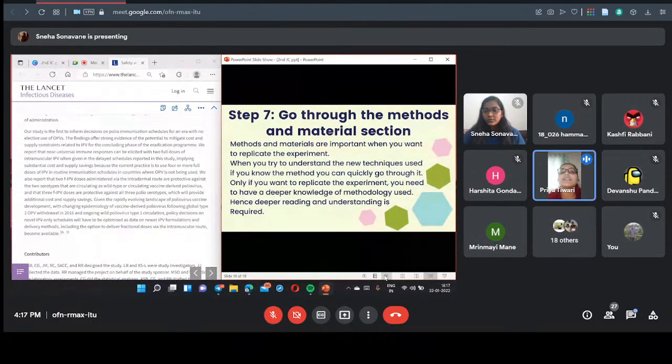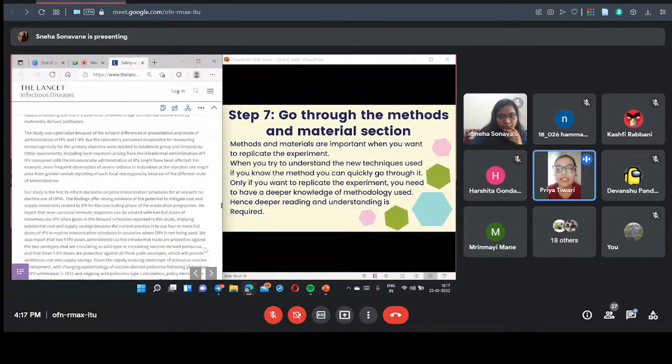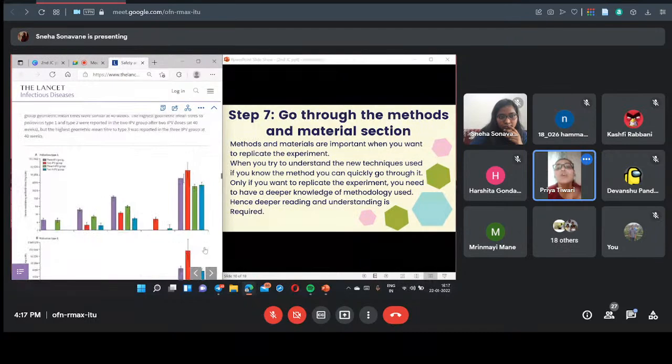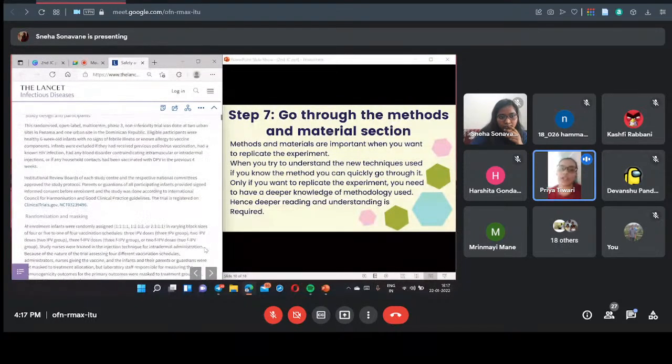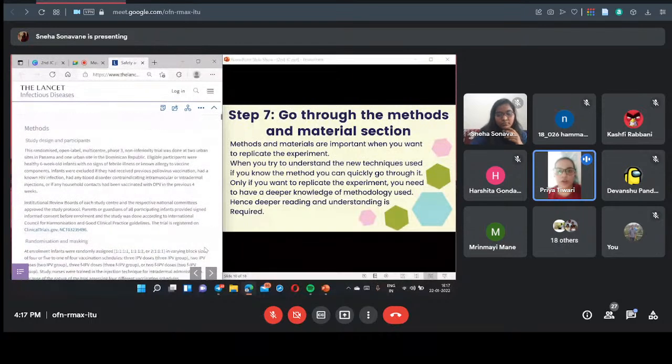So yeah, here is step 7, that is you will go through the methods and materials section now. So why have I kept the methods and materials section in the end? Because if you are reading a research paper just for the knowledge, to know what this research is all about, you do not have to go in depth in this section, because you are not going to do your own research at this point of time.